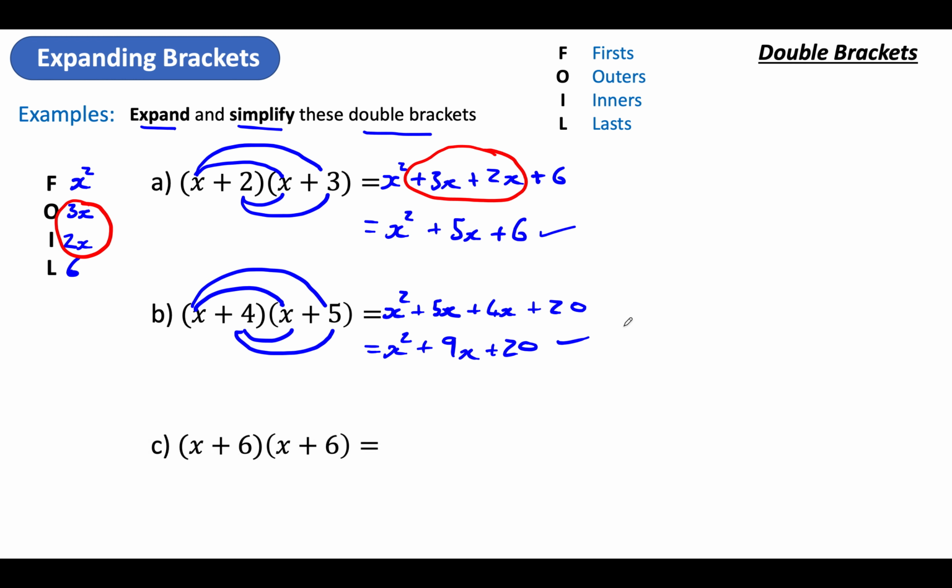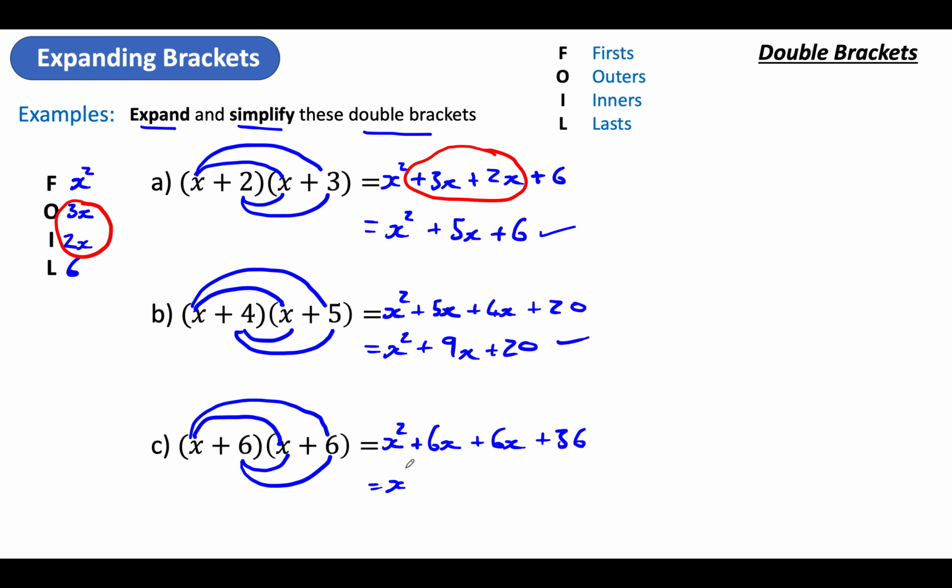Let's do one more and then you can have a go. Let's do first, outers, inners, last. So, first things, x times by x equals x squared. Outers, the outside things, x times by the 6, which is 6x. The inners, which is this 6 times by the x, the things closest together on the inside, which is also 6x. And then the last thing in each bracket, that on the right hand side there, the 6 times by the 6, which is 36.